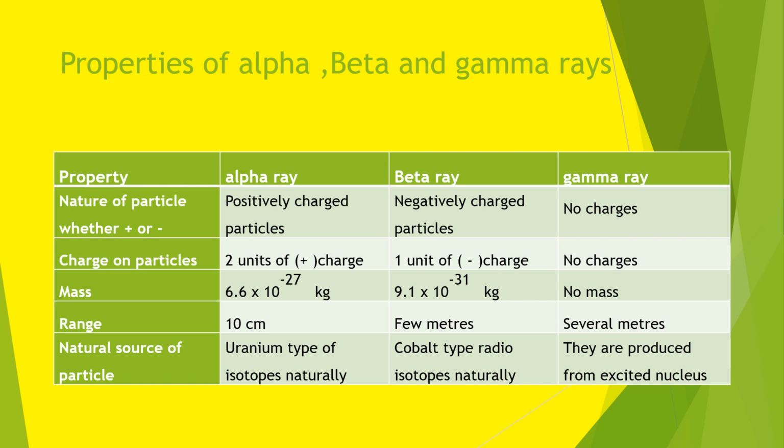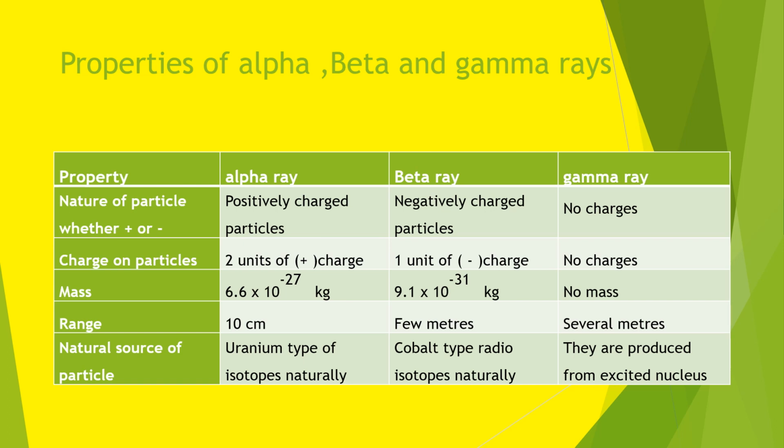Properties of alpha, beta, gamma rays. First, we look at the nature of the particle, charge on the particle, mass, range, and natural source of the particle. Nature of particle: alpha rays are positive, beta negative and gamma no charge. And the number of charges: alpha ray contains 2 plus charge, beta ray 1 minus charge, and gamma has no charge. Range: alpha ray is only about 10 centimeters, very short, beta is a few meters, and gamma is several meters.